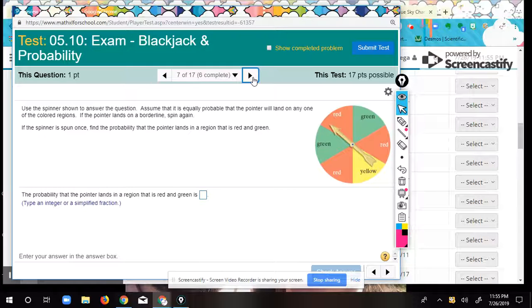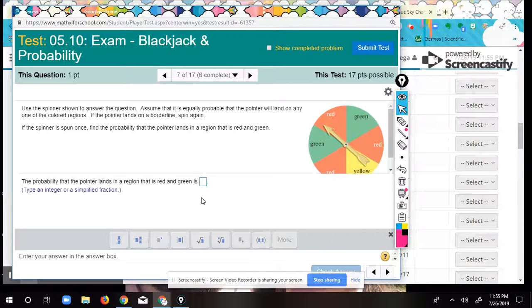Okay, so this one, find the probability that the pointer lands on a region that is red and green. There are no regions that are both red and green, okay? It's just red or green. Since that's not a possibility, that would be 0.